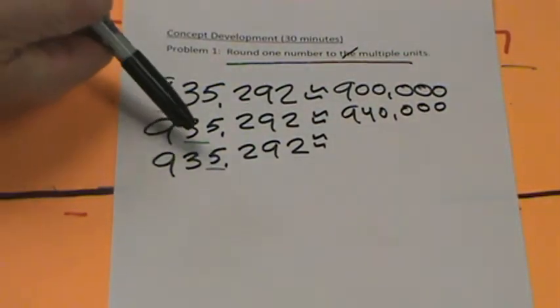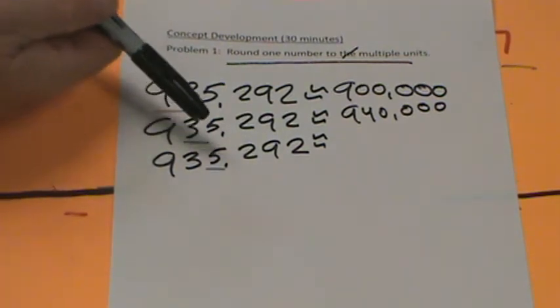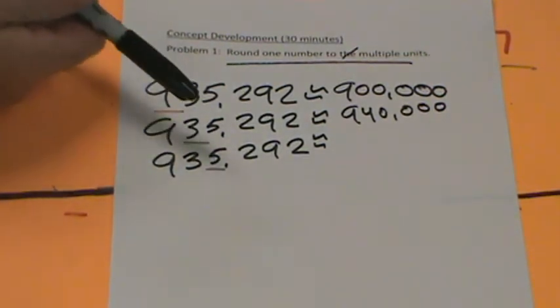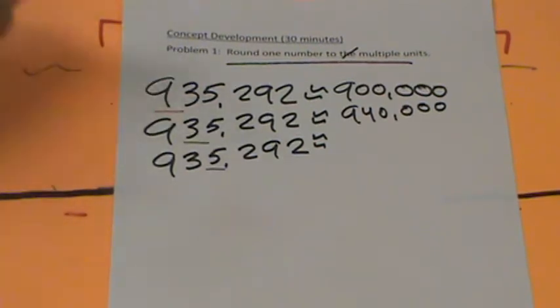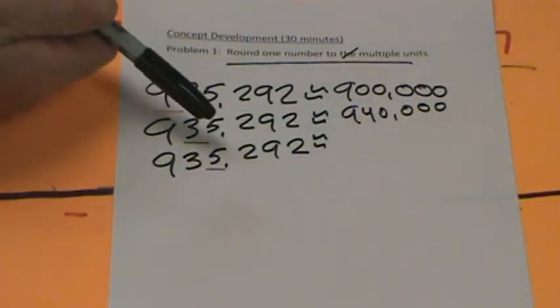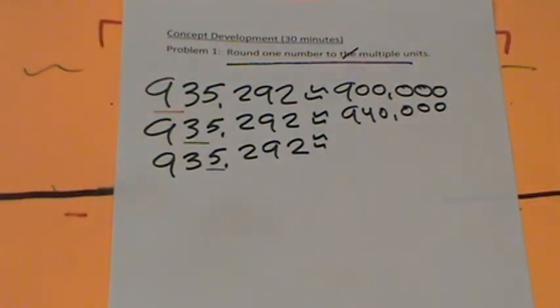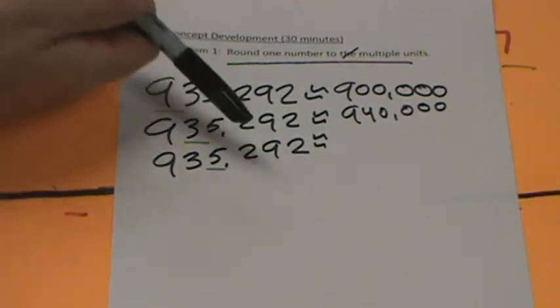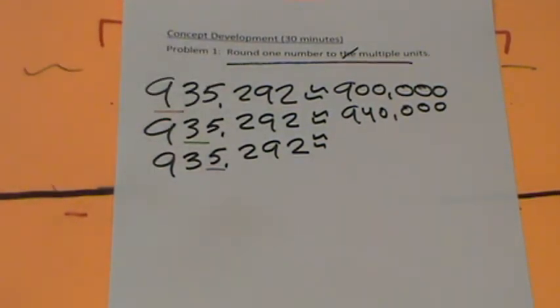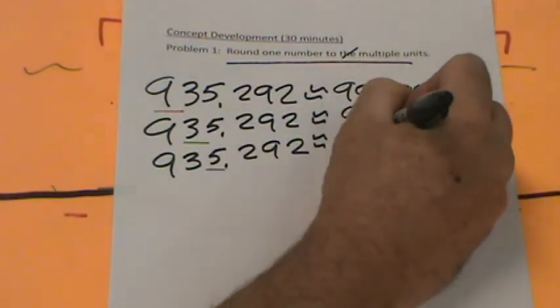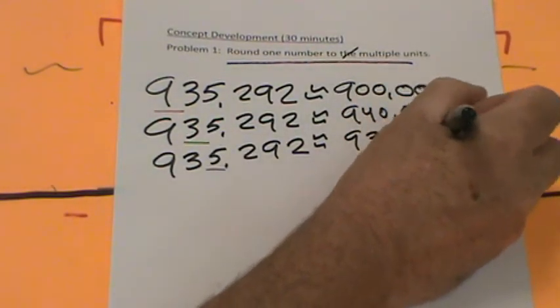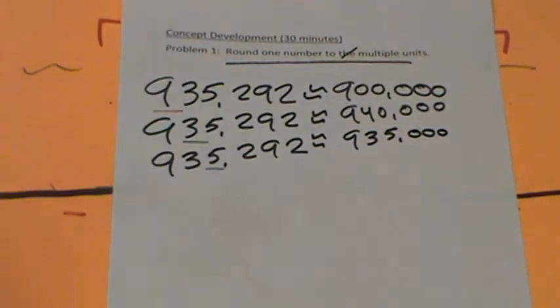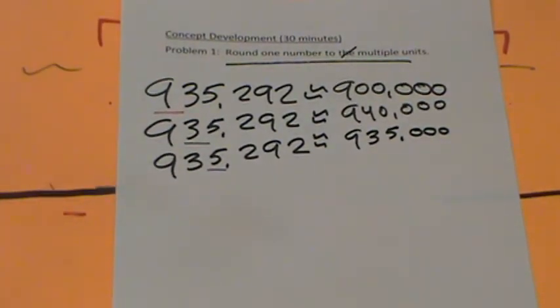And over here, 935,292. Once again, we have a 5 here, and then a 292. So what's the halfway point for thousands? It's 500, right? Is 292 more or less than 500? Because remember, 500 is the midway point for thousands. So 292 is definitely less than 500. So we would round down to 935,000.